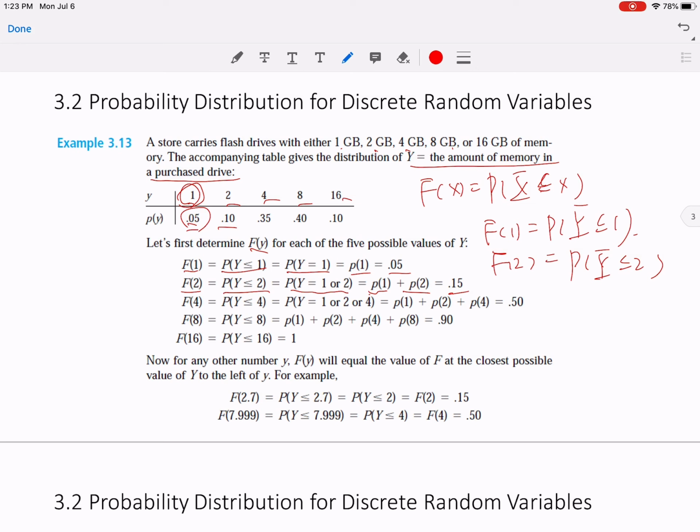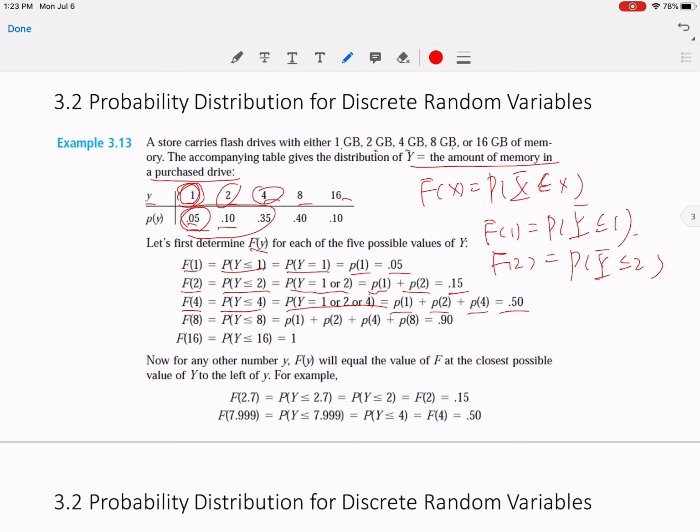And then the next possible value of y is 4. And based on the definition, we have f of 4 is equal to the probability of y is less than or equal to 4. Of course, we got 3 numbers in the probability distribution less than or equal to 4. They are 1, 2, and 4. So that would be equal to the probability of y is equal to 1 or 2 or 4, which is equal to the probability of 1 plus the probability of 2 plus the probability of y is equal to 4. So if we add those 3 probabilities together, we'll get f of 4 is 0.5.